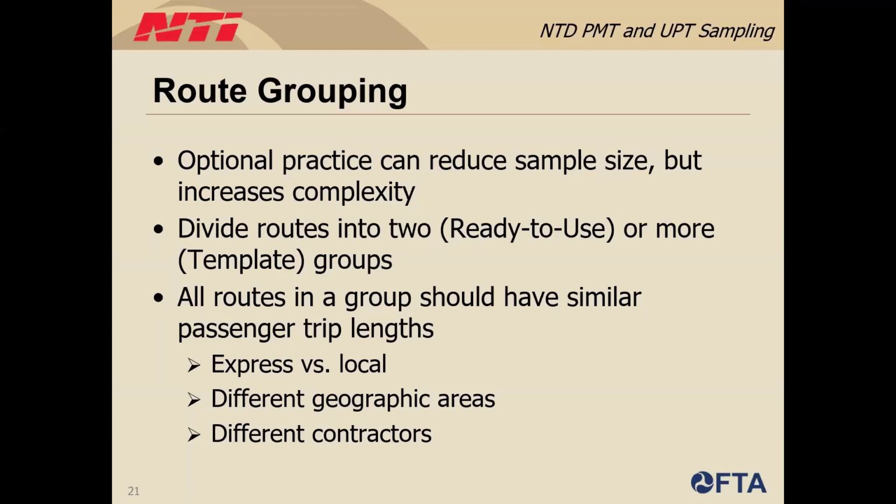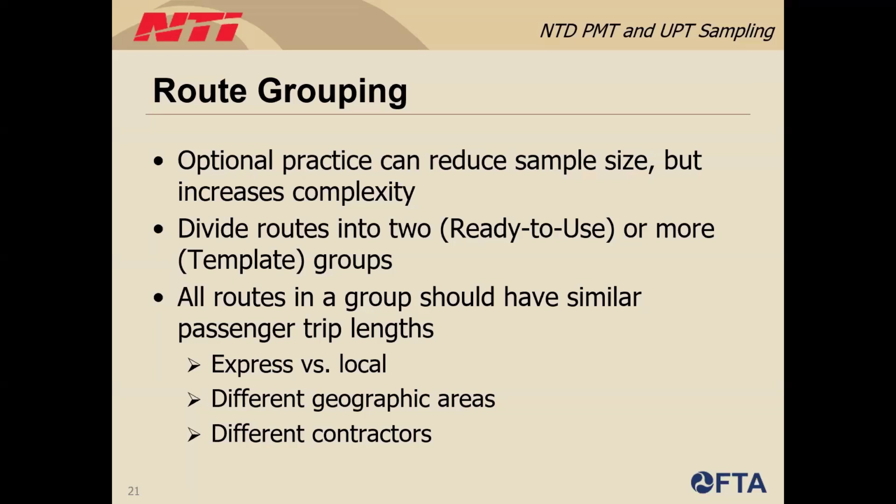Remember, I said that the more variability there is in your trip lengths, the bigger your sample has to be. The idea with route grouping is to split your service into different groups, each of which has a small variability in trip lengths. So even though your agency as a whole might have a wide range of trip lengths, each group has a small range. If you're using a ready-to-use plan, you can only use 2 groups. If you're using a template plan, you can use up to 10, although that many would be a bit overkill.